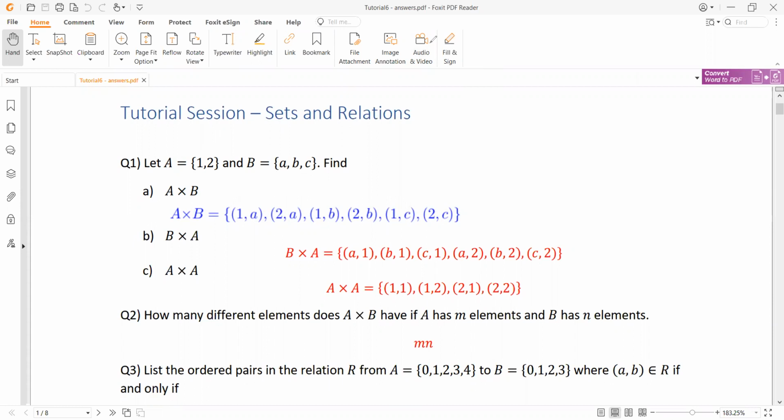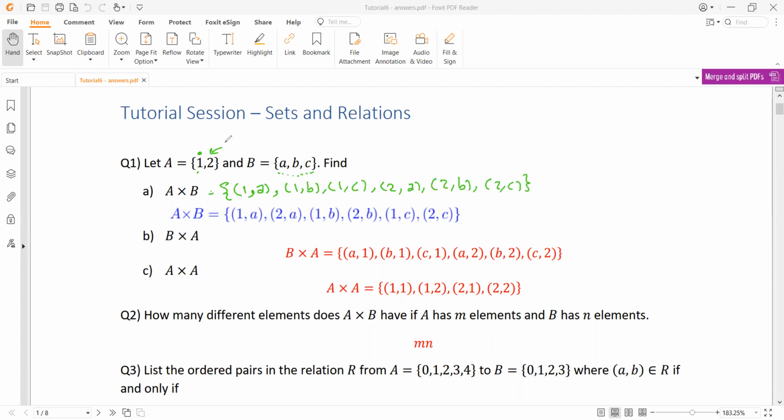So as usual, the Cartesian product is equal to the set of tuples. So pair every single element from set A with the element in set B. So I'm gonna pair element 1 with A as a tuple, element 1 with B, element 1 with C, and the second one, element 2 with A again, element 2 with B, and element 2 with C.